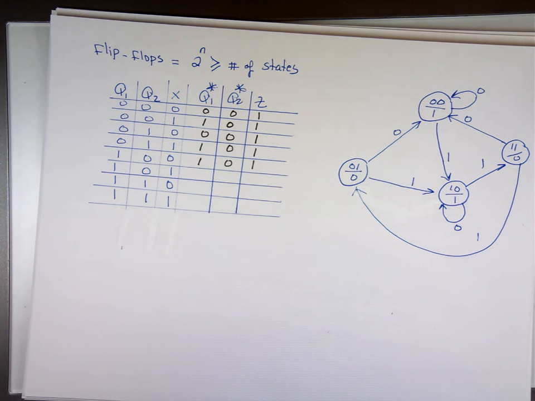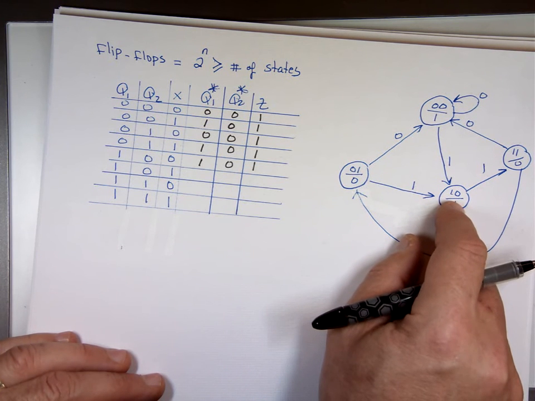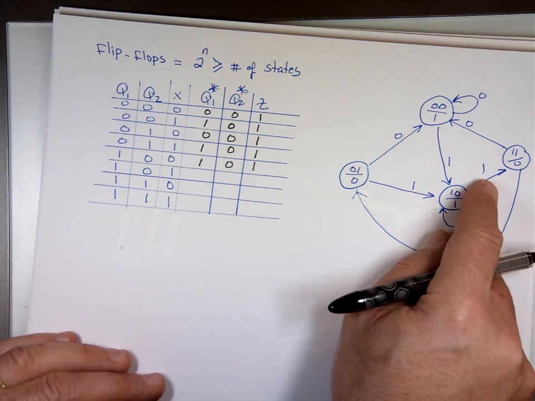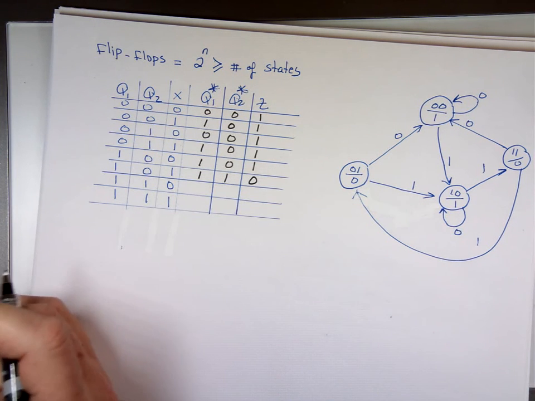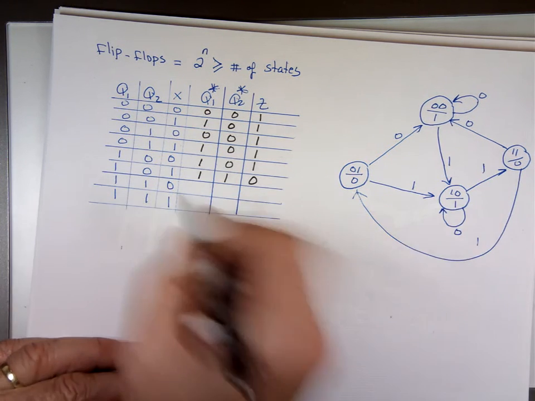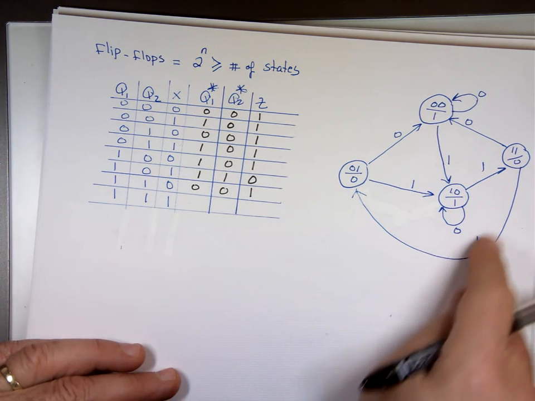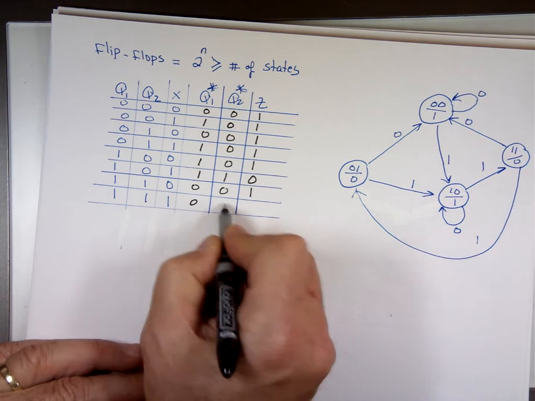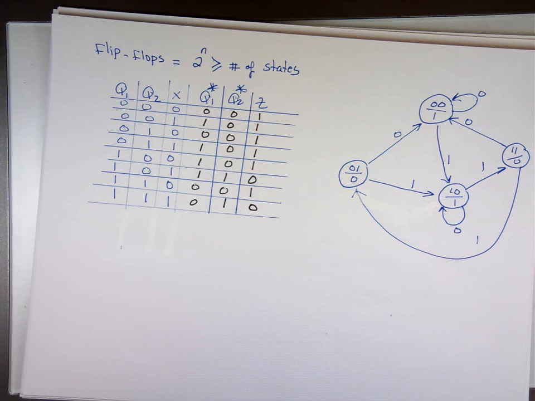If your state is 1, 0 and your input is 1, you're going to go to 1, 1 and your output is 0. And finally, if you're right here, if you get 0 for an input, you go to 0, 0, you get a 1. And if you get a 1, you go to what? 0, 1. And you get a 0 there? Okay.